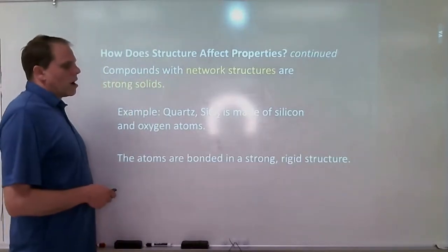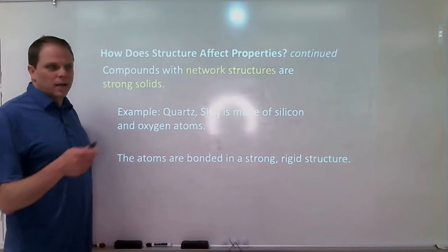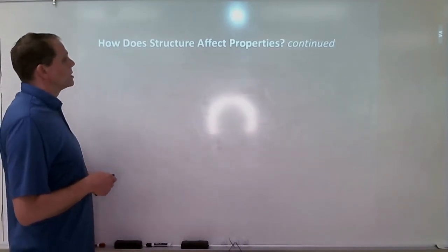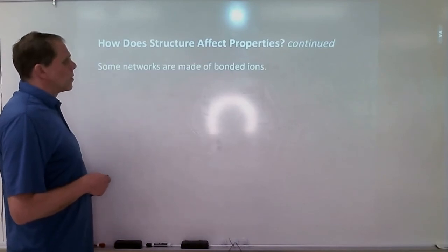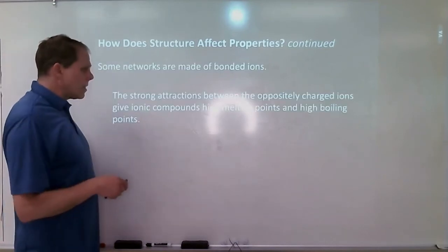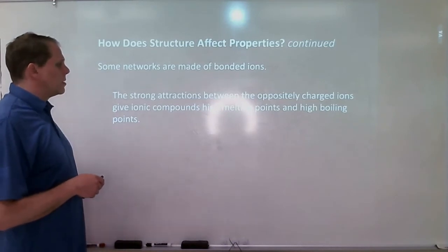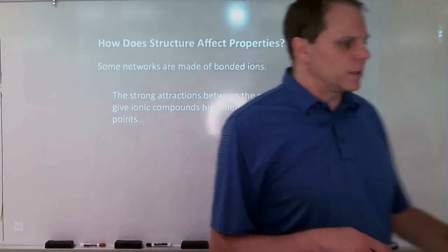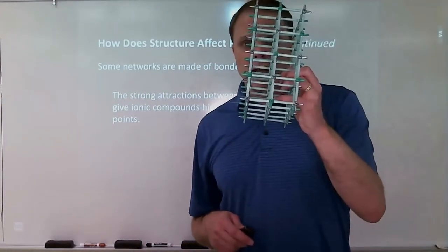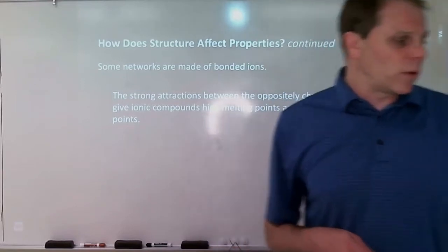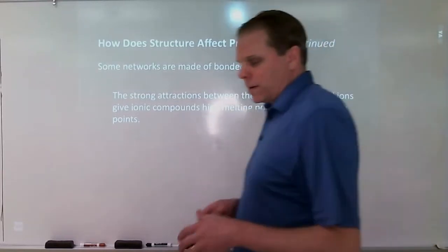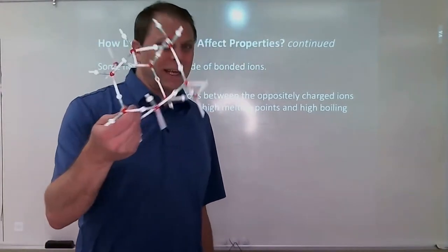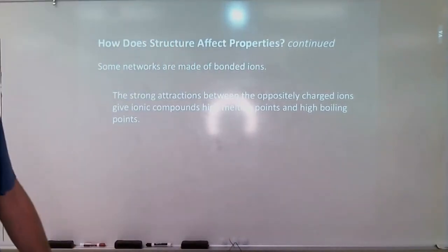Atoms are bonded in a strong, rigid structure. It would look very much like the diamond or the salt crystal, depending upon its actual number of attachments. Now, some networks are made of bonded ions, and so those strong attractions between those oppositely charged ions give ionic compounds higher melting points and boiling points. And so that's why this is salt, this has the higher melting point and boiling point because they're ionic compounds, or ionic bonds keeping them together. Here we just have hydrogen bonding keeping these together, not nearly as strong, lower melting point.